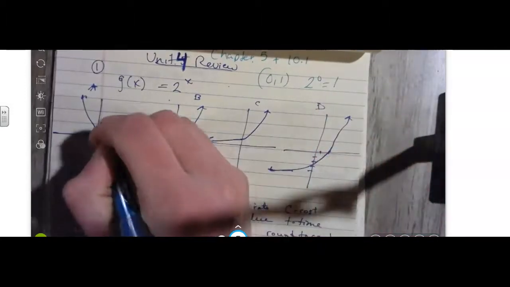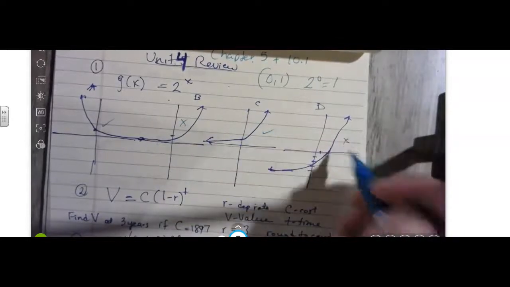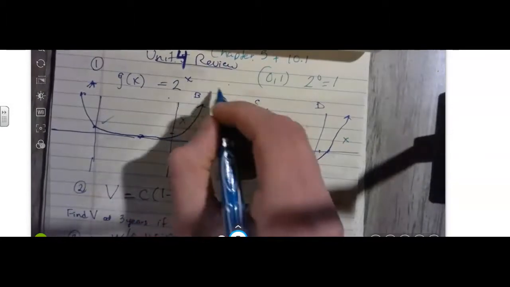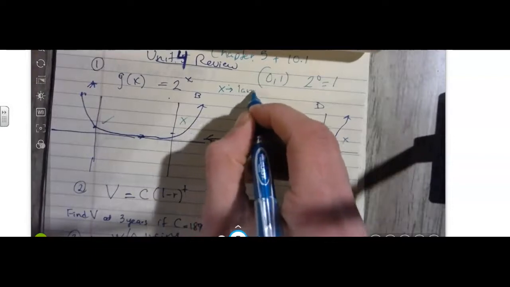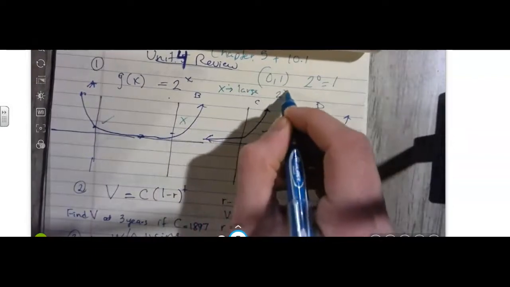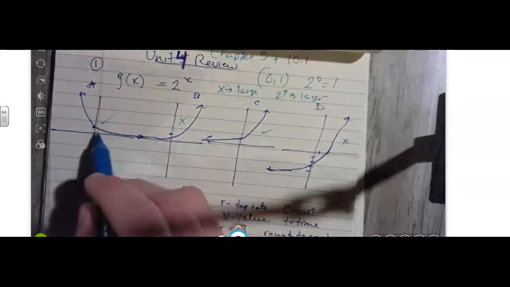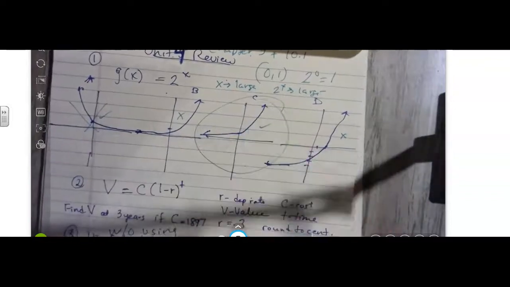You go here, it goes through here, it does not go through here, it goes through here, and it does not go through there. So you know it has to be between these two functions. But then this is an increasing function, right? As x gets larger, 2 to the x gets larger. So it has to be an increasing function. Therefore, it can't be this one because that's a decreasing function, so it's got to be this one.